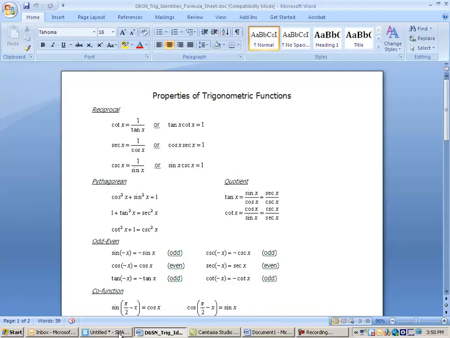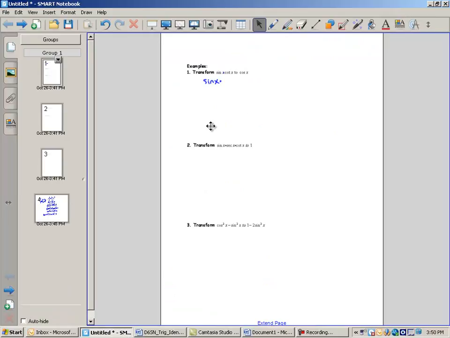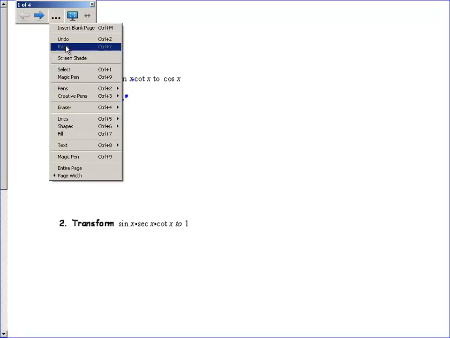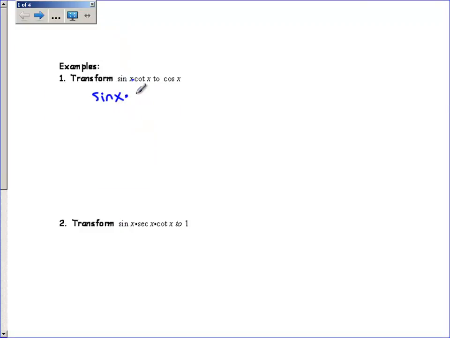So if cotangent is cosine over sine, then I can replace cotangent with cosine x over sine x. And since I have performed that replacement, I can put a sine x over 1 here, and that sine x cancels with that sine x, and we have simplified this to cosine x just like we were told to.